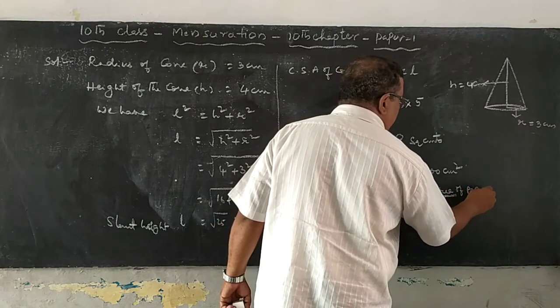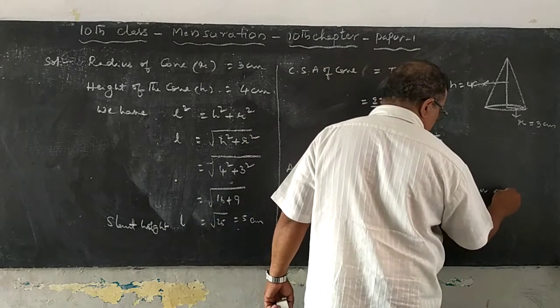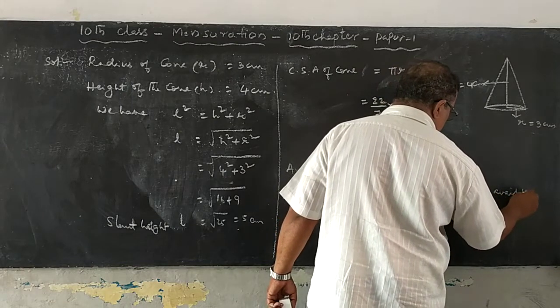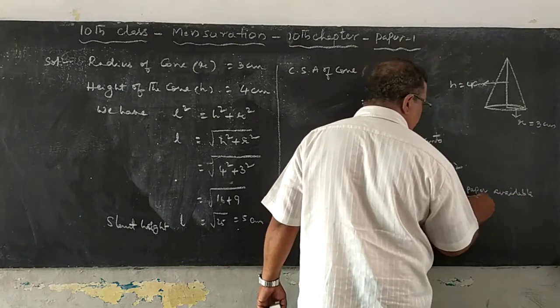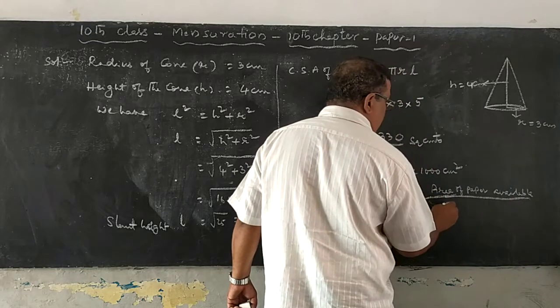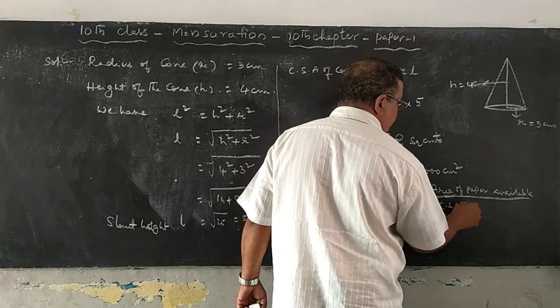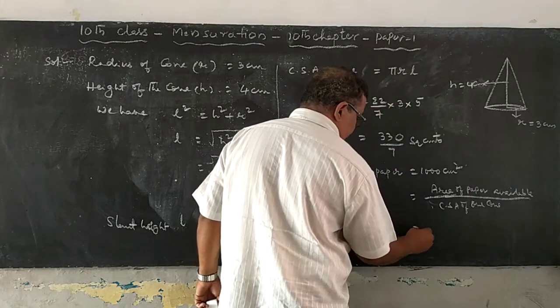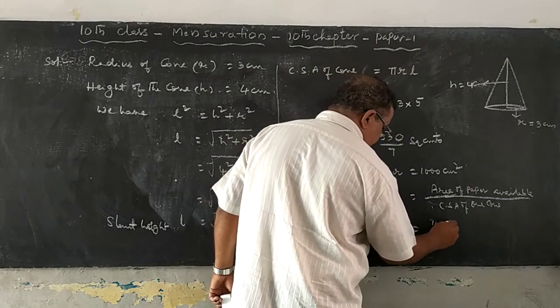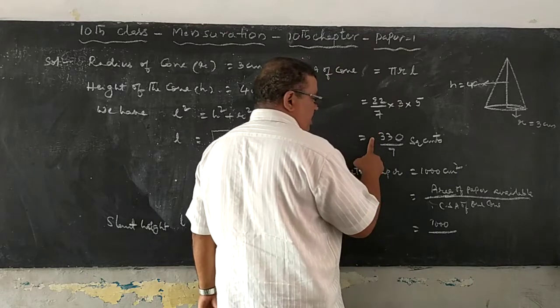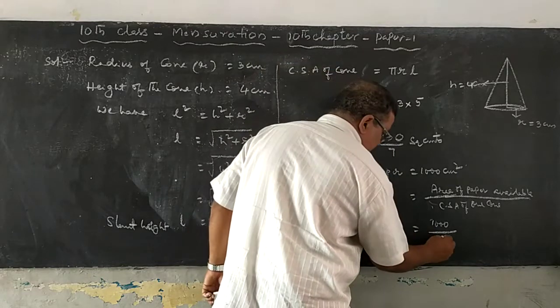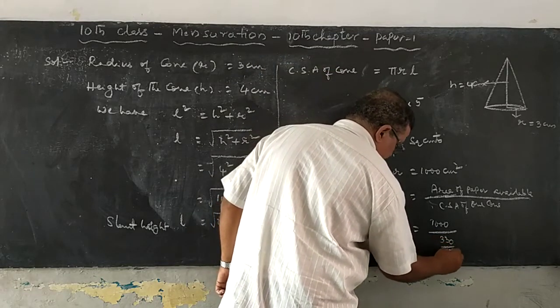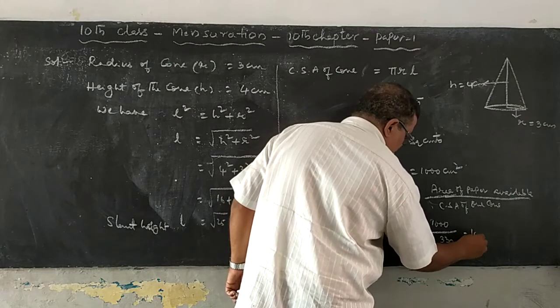Paper available by the CSA of one cone. That is 1000 by the CSA of one cone, which is 330/7. That's all. Do cancellations.